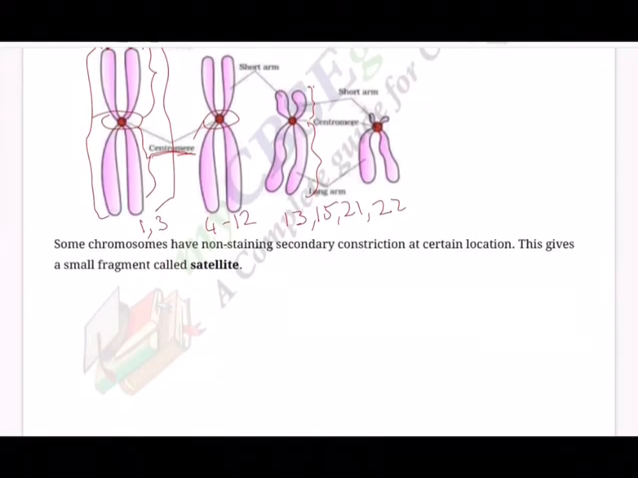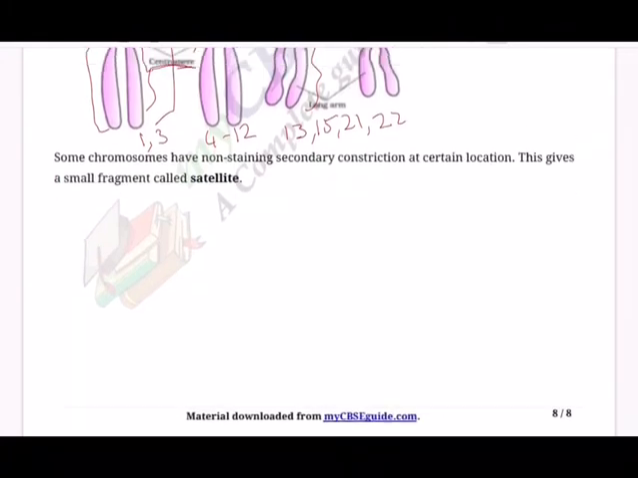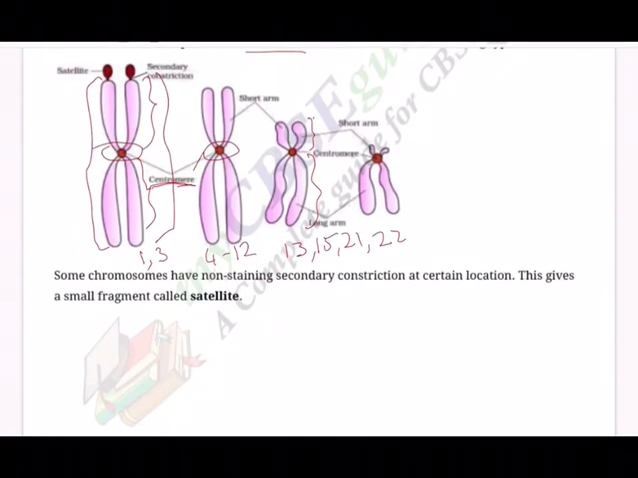Further, the chromosomes have a non-staining secondary constriction at certain locations. This gives a small fragment called satellite. Going ahead, we have some cytoskeleton structures. You may recollect microtubules, microfilaments, and intermediate filaments are proteinaceous structures that support the extensive system of membranes. They collectively form the cytoskeleton of the cell. Microtubules occur in cilia, flagella, centrioles, basal bodies, mitotic apparatus, etc.